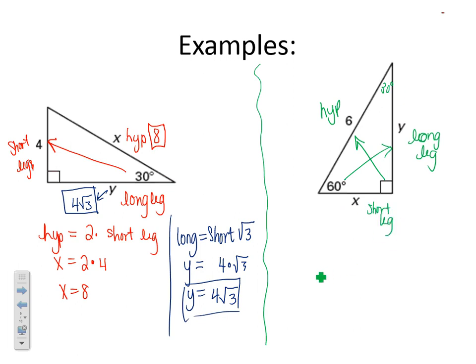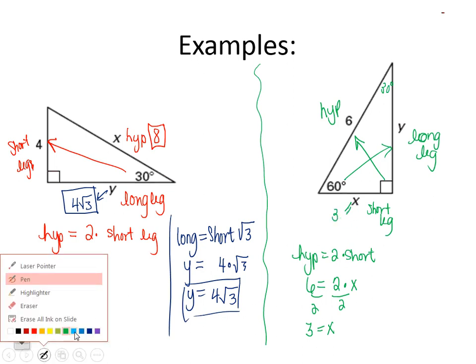Okay, again, using those equations, hypotenuse is equal to 2 times the short leg. So if I know the hypotenuse is 6 and I know my short leg is x, how do I solve for x? I divide both sides by 2. X is equal to 3. So the short leg would be equal to 3.